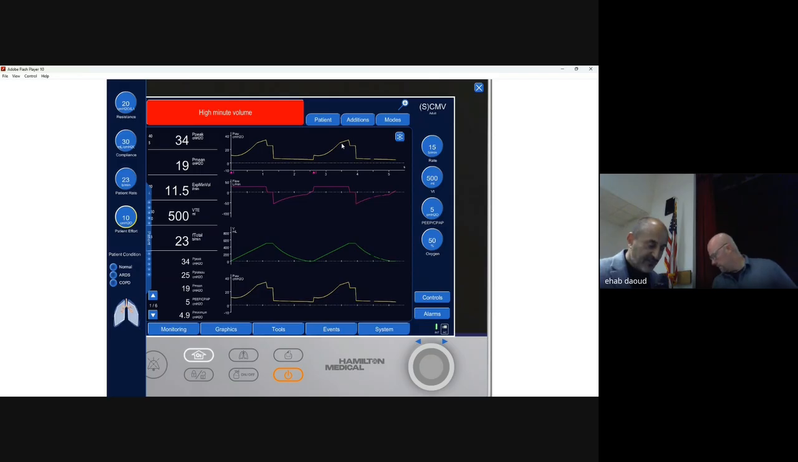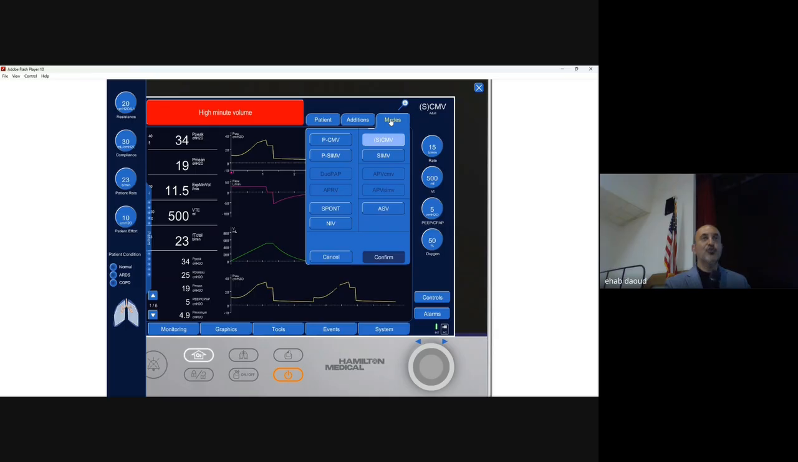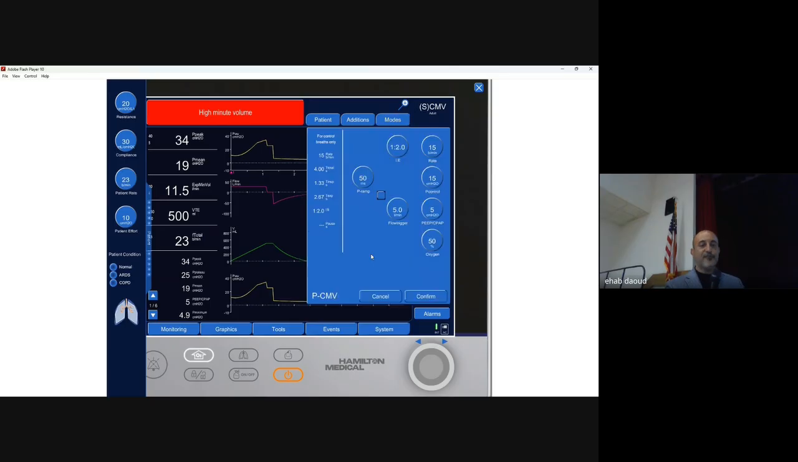No, that's great, David. Thank you. There is a lot, of course, and you can play with the different modes. This is volume control. You can switch it to pressure control and see what does effort change. And so the possibilities are endless.